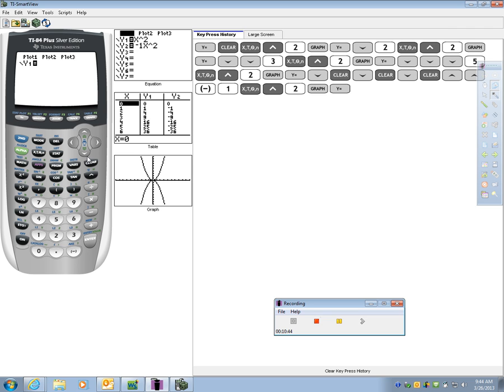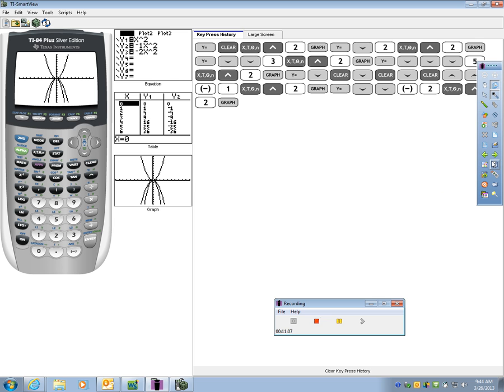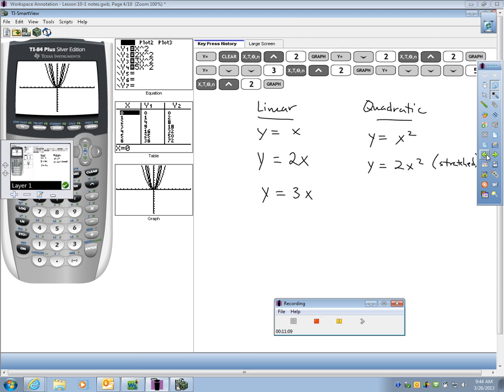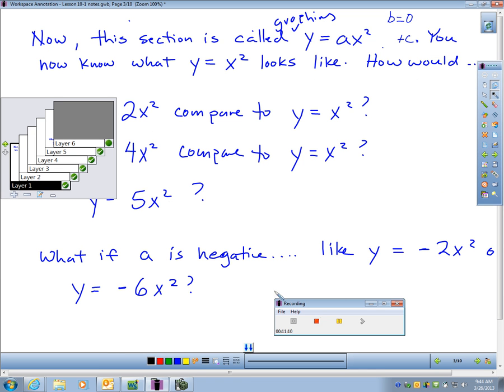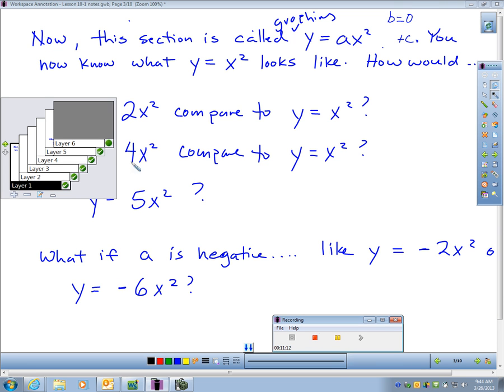Let's try what happens if I plug in negative 2x to the second power. Let's see what the negative 2 does. And if you remember from earlier in the year, the negative should reflect it, and the 2, from what we learned earlier in this video again, and reinforced, it ought to stretch the graph. Let's see if that's happening. There you go, reflected and stretched. So that's what we just figured out would happen if A is a negative.